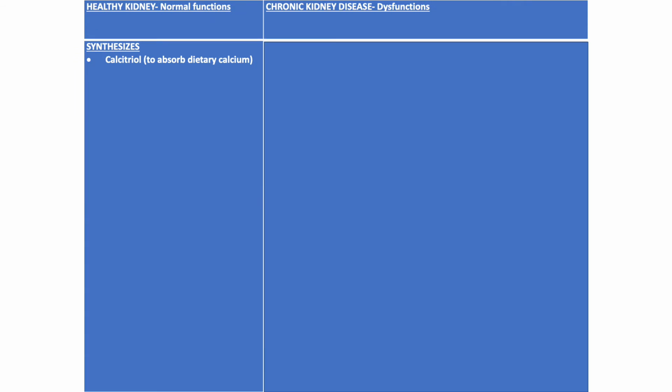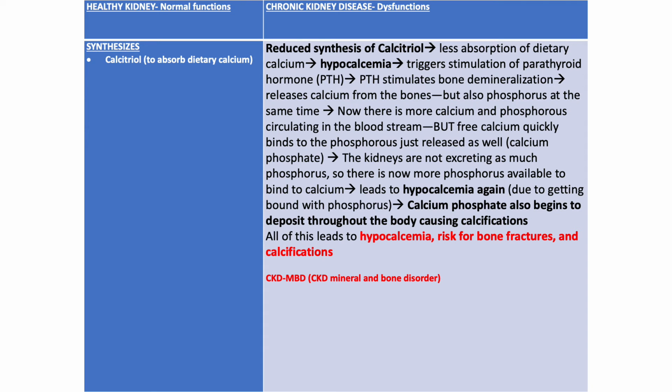The kidneys are also responsible for synthesizing calcitriol. If the deteriorating kidney is unable to synthesize sufficient calcitriol, which remember is that activated vitamin D that helps us absorb dietary calcium, then we're going to see hypocalcemia in our CKD patient. But it doesn't stop there. And this is actually a somewhat complex chain of events. So, low calcitriol leads to less absorption of dietary calcium, which leads to hypocalcemia. This hypocalcemia then triggers the parathyroid gland to secrete parathyroid hormone.